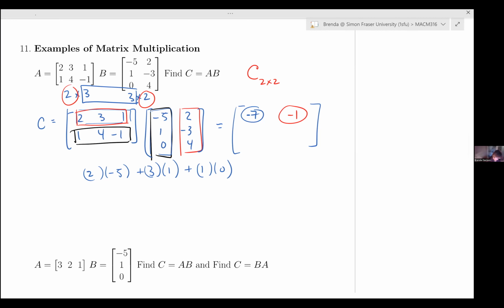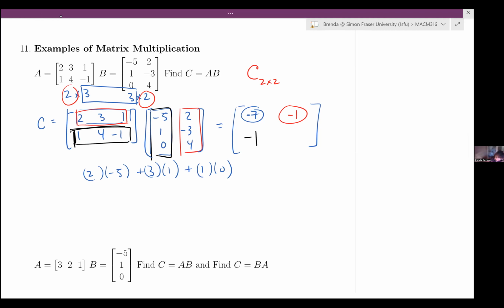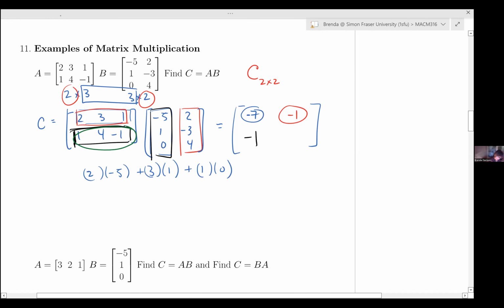like that. -5 plus 4 is -1. This entry is -1. And then the last one, I take the dot product. I'll even do another color. Dot product of the second row and the second column. That is 1 times 2, -12, which is 3 times 4. That's -10, -4 more. That is -14. Okay, so there's the answer there. 2 by 2 matrix. That is the product of A and B.